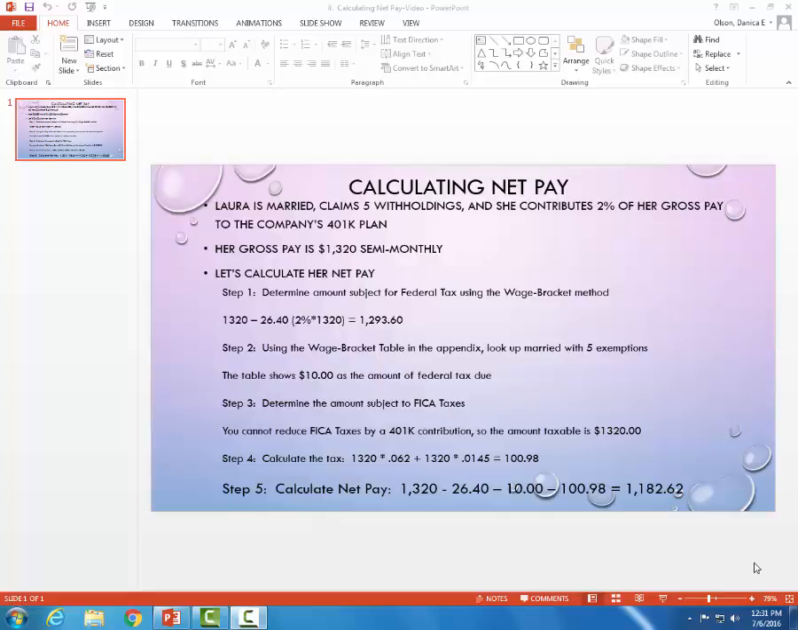Our final step to calculating net pay is to take our gross wages of $1,320, subtract out the 401k contribution of $26.40, subtract out our federal tax of $10, and then subtract out our Social Security and Medicare taxes of $100.98. This results in a net pay of $1,182.62 for Laura.